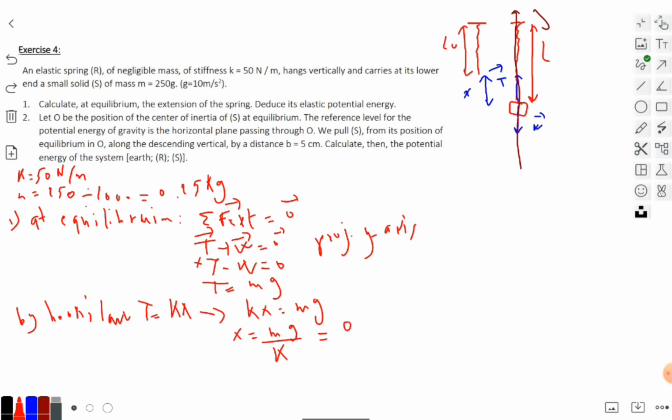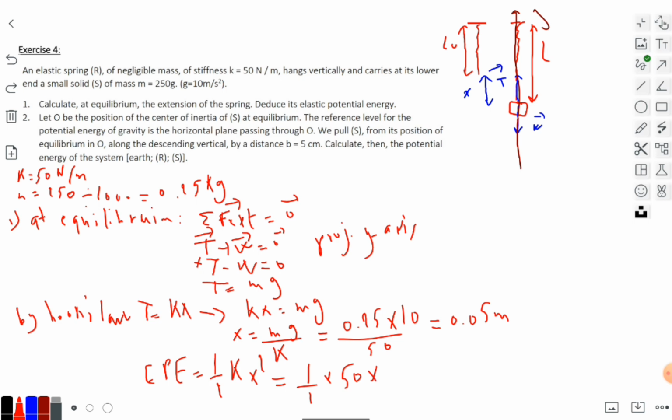Mass, it's equal to 0.25 kilogram times 10 over 50. It's equal to 0.05 meter. So this is the extension of the spring. The elastic potential energy EPE is equal to half Kx square. Then it's equal to half times 50 times 0.05 square, we obtain 0.0625 joules.